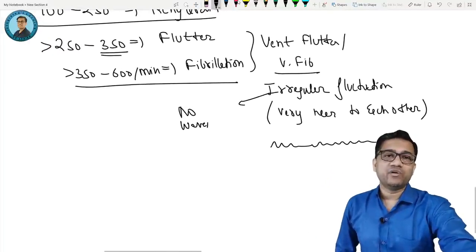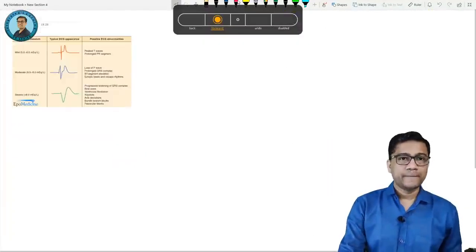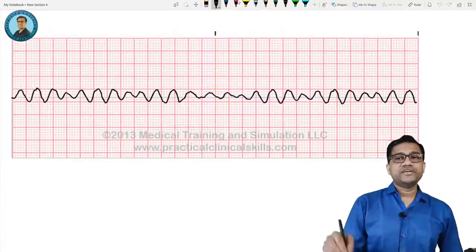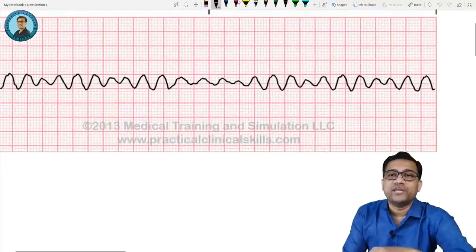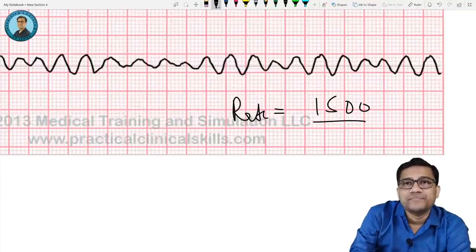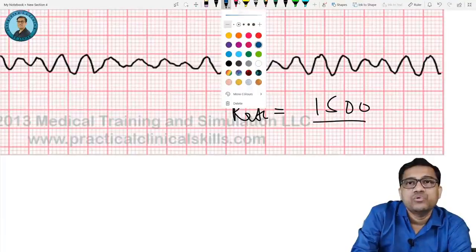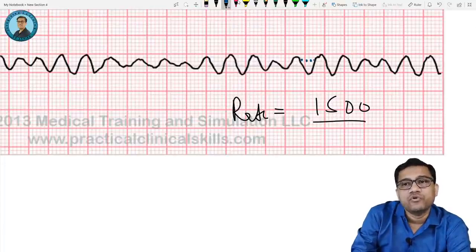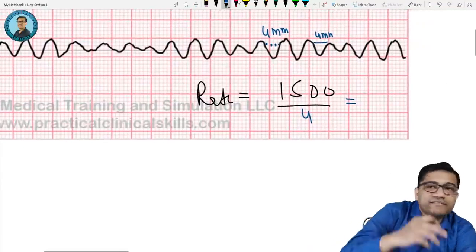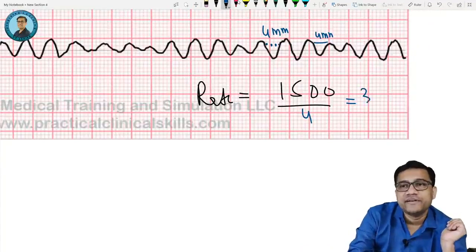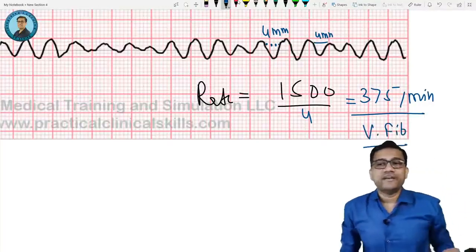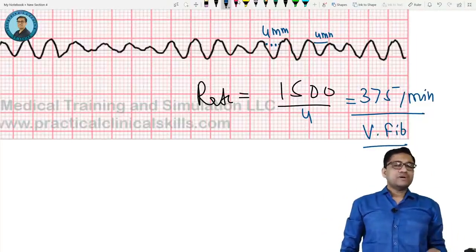And what is the calculation? So let's do this. Can you see this? No wave, only irregular activity. If you try to calculate the rate, the formula is 1500 by the difference. Let's see how many waves there are. Count: 1, 2, 3, 4. So how many boxes? 4 mm. Again here also 4 mm. So what is the value, 1500 by 4? It is 375 per minute. And what is 375? I told you it is ventricular fibrillation, VFib. So you don't need to differentiate.